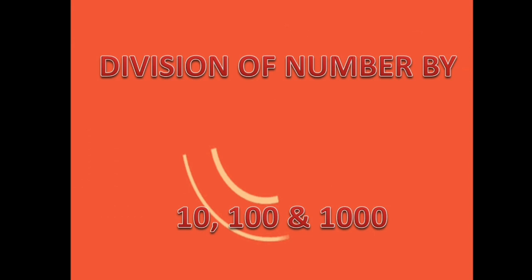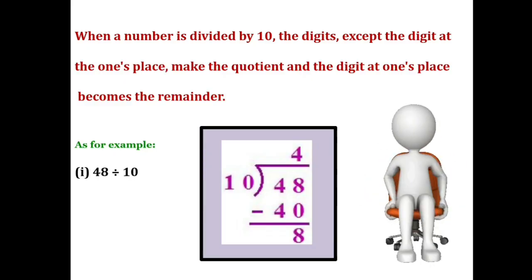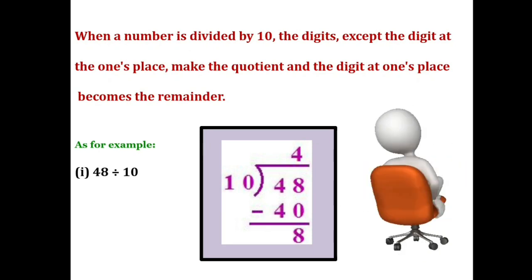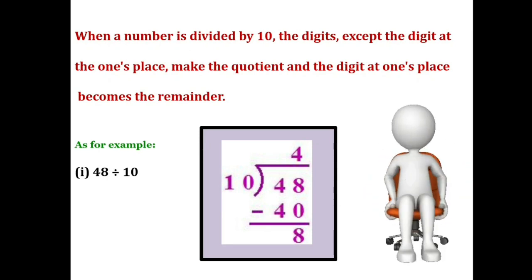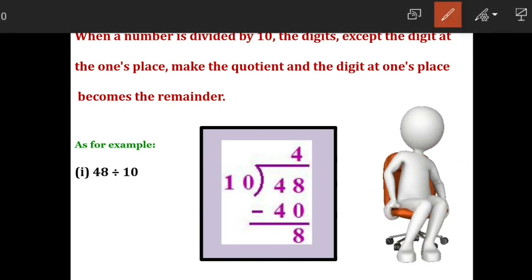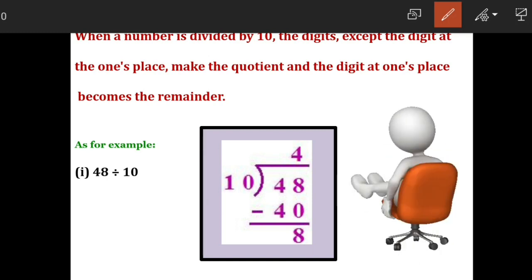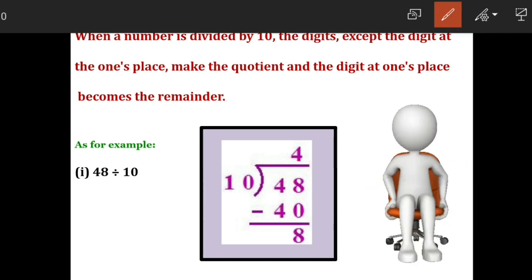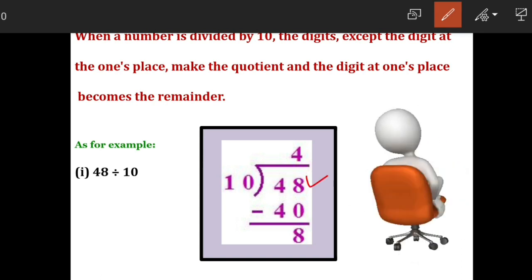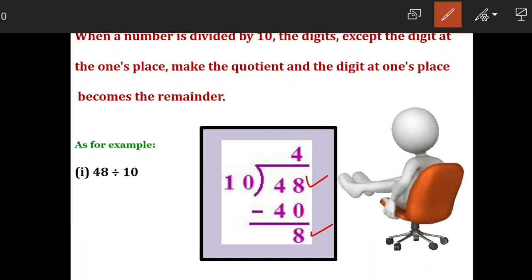Division of a number by 10, 100 and 1000. Let us begin with this part. When a number is divided by 10, the digits except the digit at one's place make the quotient, and the digit at one's place becomes the remainder. As you can see in the example, we are dividing 48 by 10. What happens? The number in the ones place, that is 8, becomes the remainder, and the number to its left becomes the quotient.